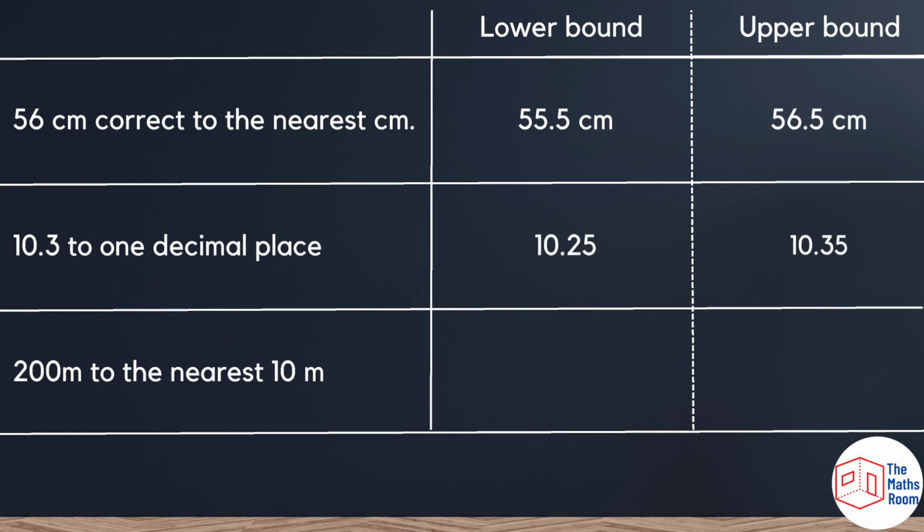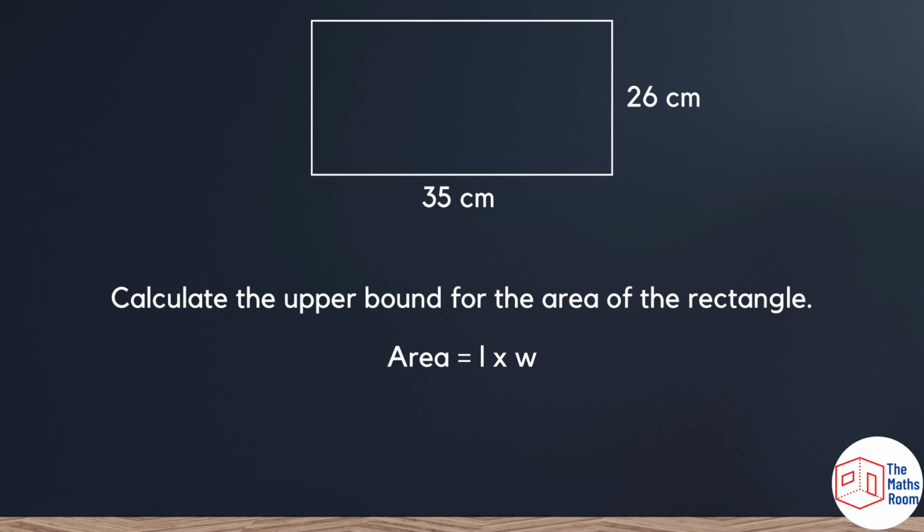The last one is to 10 meters. So we once again take 10 meters, divide by 2, so we get 5 meters. To get the lower bound, we take it away, and the upper bound, we add it to the original. So now that we know those fundamentals, let's get back to the question.